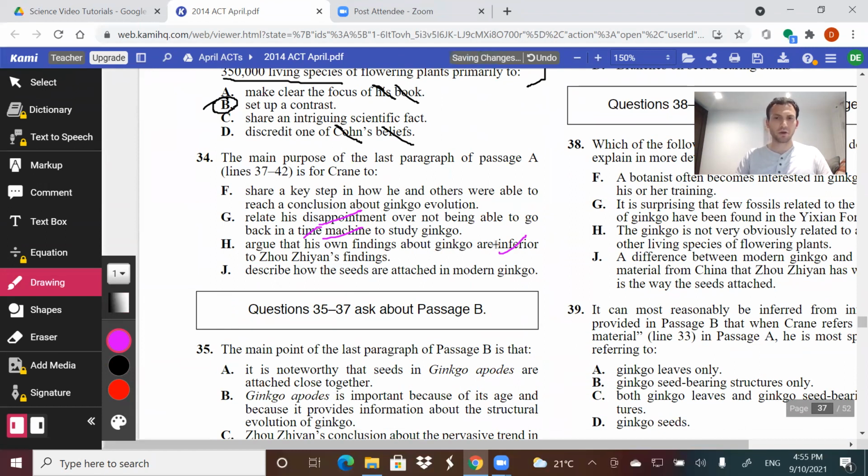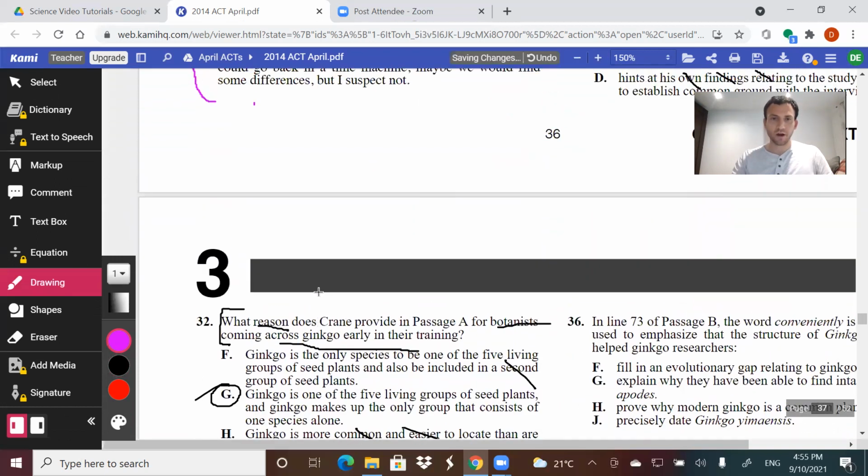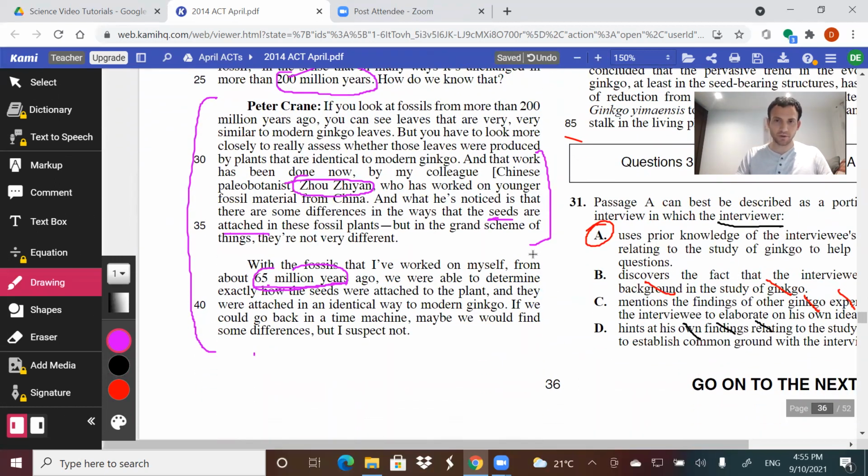If you ever see a comparison, always kind of tap on it to see if it actually stands up, if there actually was a comparison being made. I find usually comparisons aren't made, but they give it often as an answer choice, even when the passages don't have them. Okay, describe how the seeds are attached in modern ginkgo. A lot of people go for that one, and it's wrong. He never tells you how the seeds are attached, right? If you really press on that and look at this last paragraph, Peter Crane is not telling you how the seeds are attached. He says they were able to determine how they were attached, but he doesn't actually tell you.